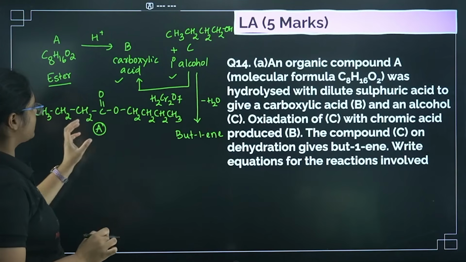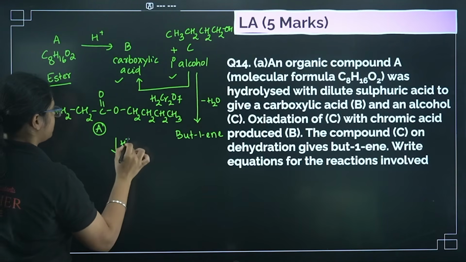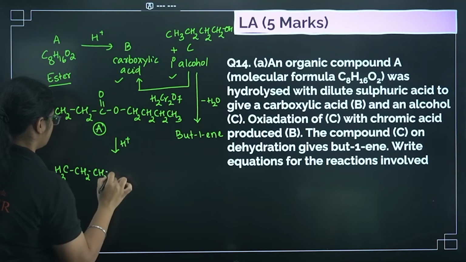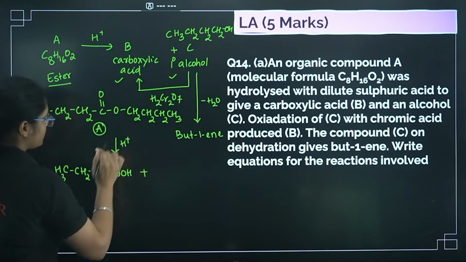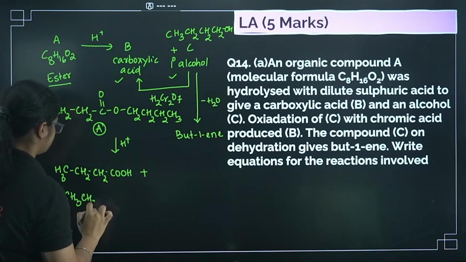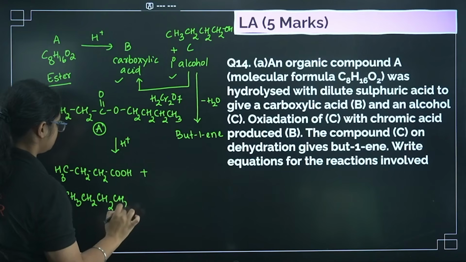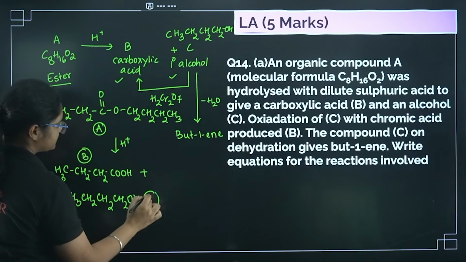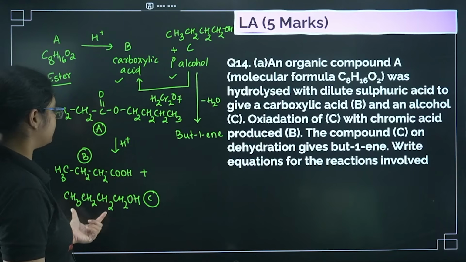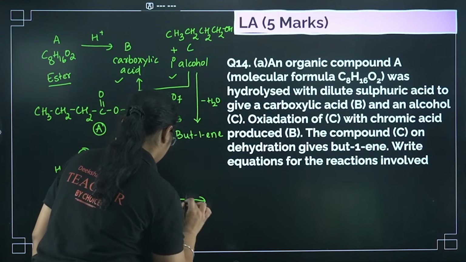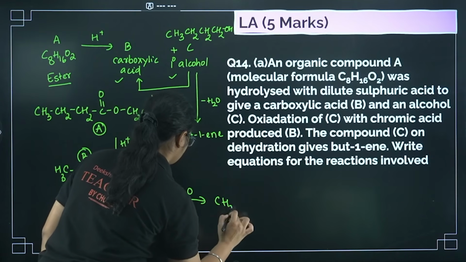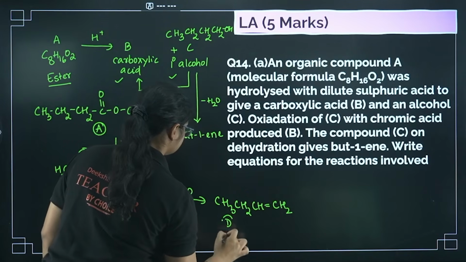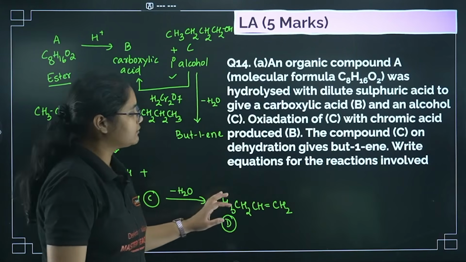Now, when it undergoes hydrolysis, what will I get? On one side you will get CH3CH2CH2COOH, and another product that I will get is the alcohol, CH3CH2CH2CH2OH. So the carboxylic acid is B and the alcohol is C. Next, C on dehydration will give but-1-ene, that is D. Clear? Getting this?